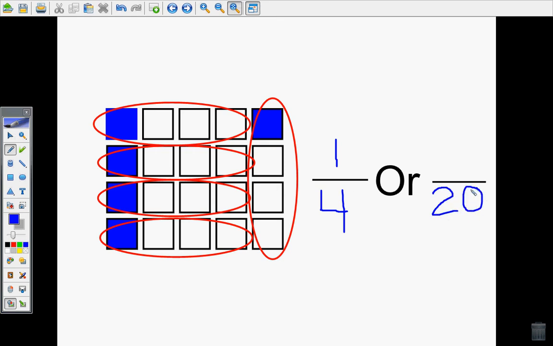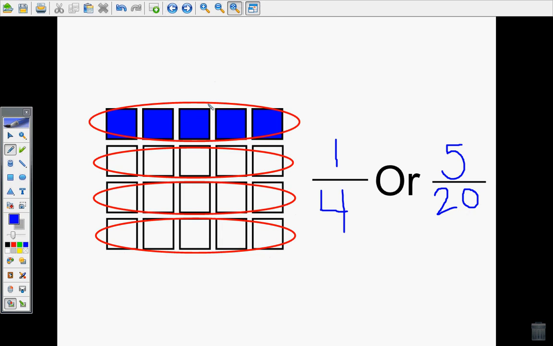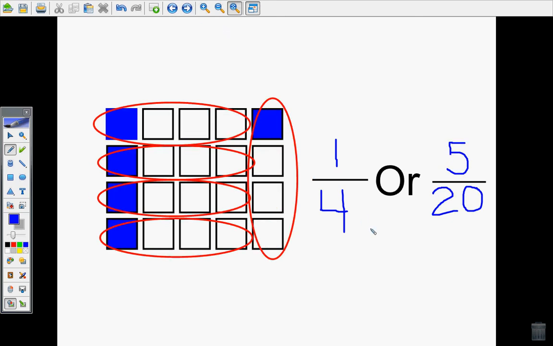And now I need to figure out how many are colored in. I can see there's 1, 2, 3, 4, 5 colored in. We ended up with the same fraction of 5/20, but we just got there in a different way. So notice in this way of thinking of it, you make it into 4 equal groups. There's 1, 2, 3, 4 groups, and then I color in one whole group because I have 1 out of 4 groups.